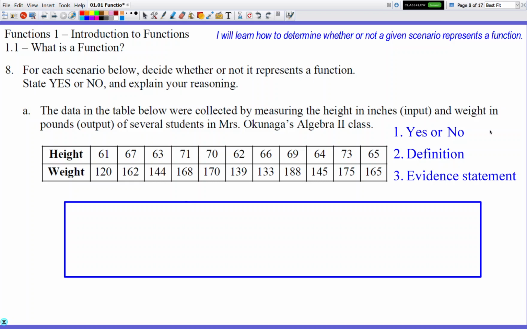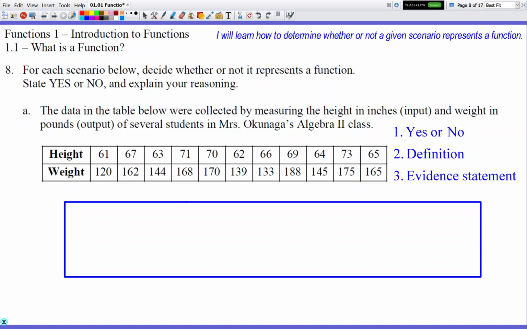When I teach my kids, I want my students to always answer these types of questions in 3 pieces or 3 steps. First, you're going to say yes or no, whether it's a function or not. So you say yes, this is a function, or no, this is not a function. And in step 2, you're going to recite the definition of the function.